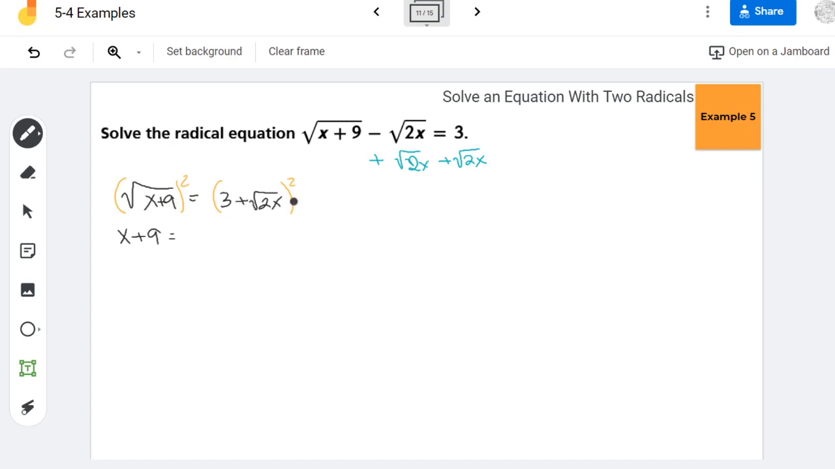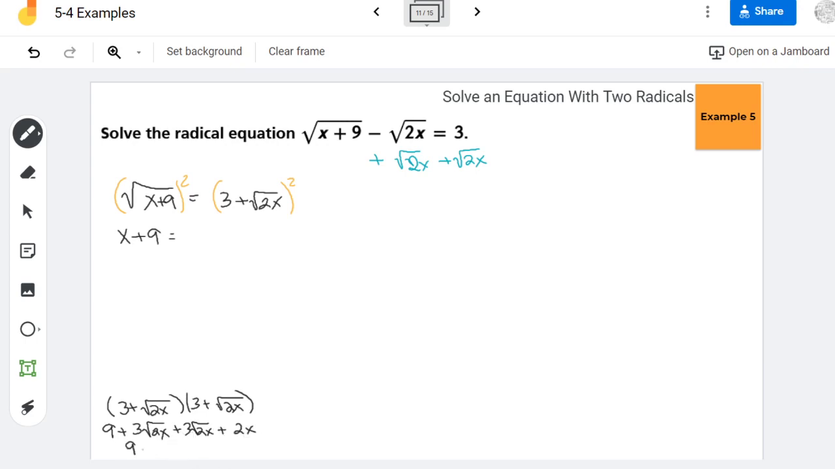But on the right-hand side, remember, when you go to square, you have to use that distributive property. So I am actually taking 3 plus root 2x, and I'm multiplying it times itself. Here I'm going to take the 3 and times it to each of those. So 3 times 3 is 9, and 3 times root 2x is 3 root 2x. And I'm doing the same thing with that root 2x. So 3 root 2x is just 3 root 2x, and root 2x times root 2x is just 2x.